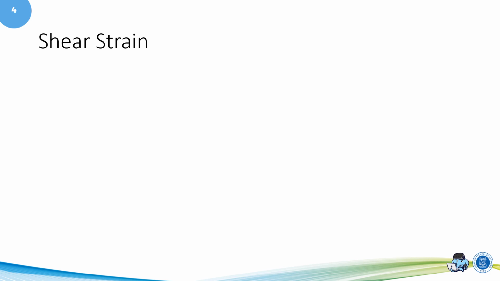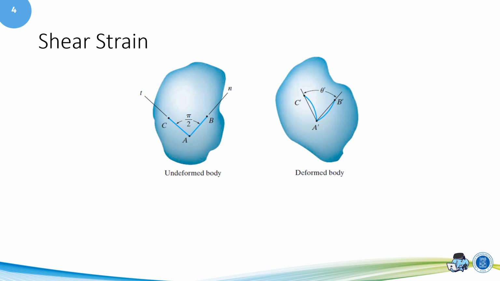The second type of strain is shear strain. Shear strain talks about the angle. In the slide, you can see that there are points A, B, and C on the body. Line AB is perpendicular to line AC. After the force loading, of course, the body is deformed, so the points A, B, and C now become A prime, B prime, and C prime. Of course, the line A prime B prime is not perpendicular anymore to A prime C prime, but their angle is theta prime.